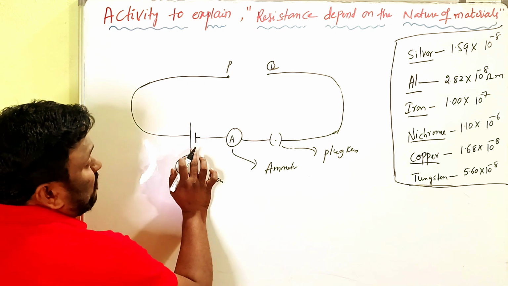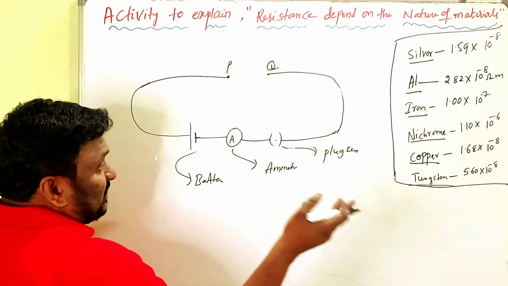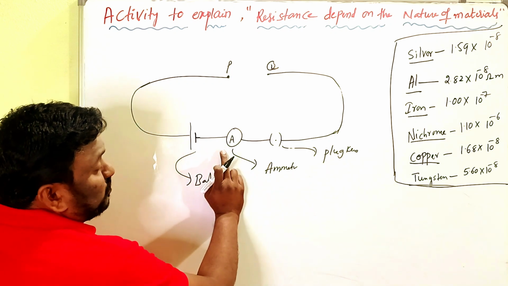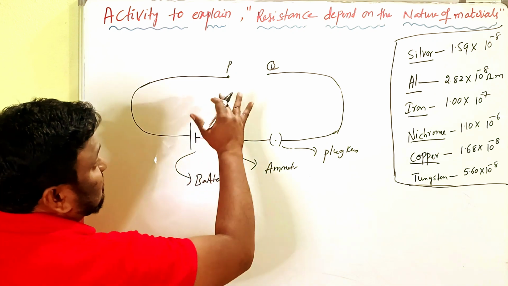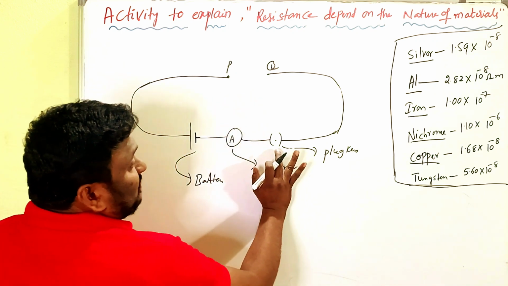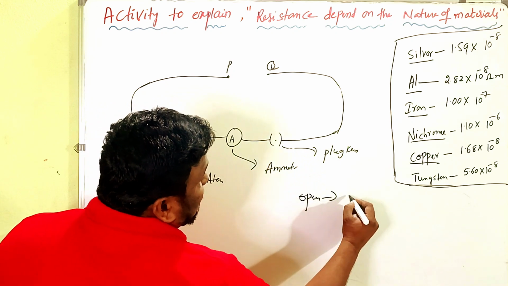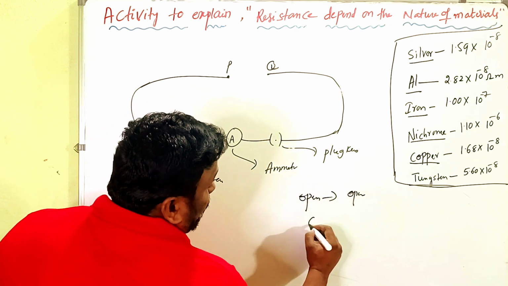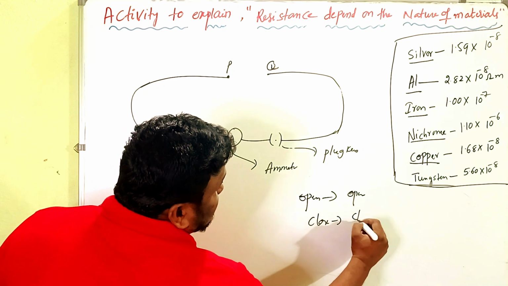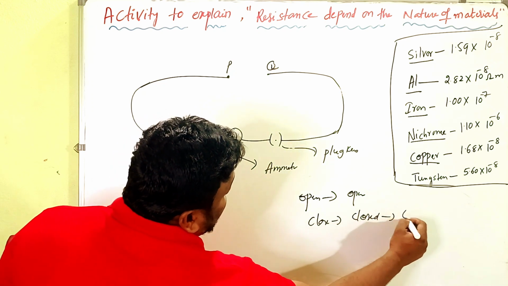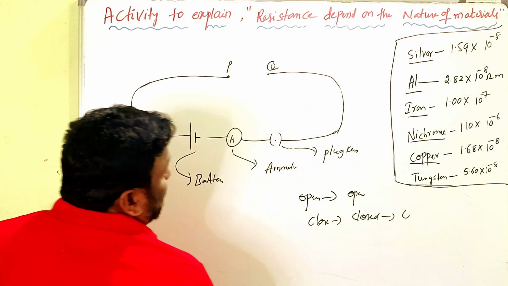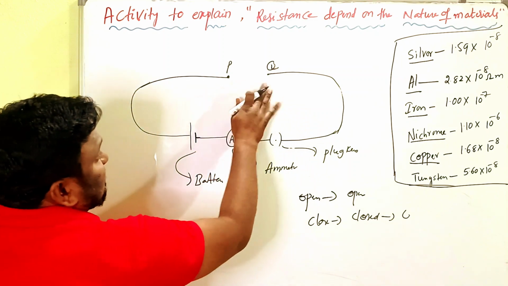What is the purpose of the battery? The battery supplies the charge or potential. The ammeter finds out how much current is in the circuit. And the plug key: when the key is open, the circuit is said to be an open circuit, and when the key is closed, the circuit is said to be a closed circuit, and current flows. Now in this case it is an open circuit.